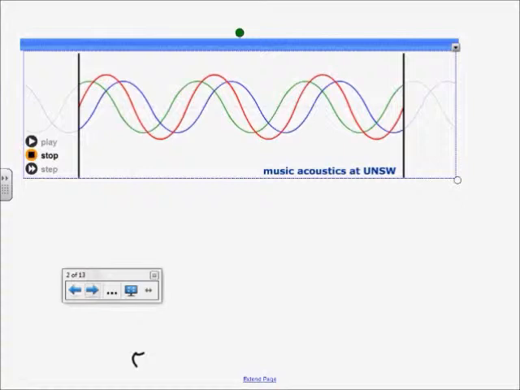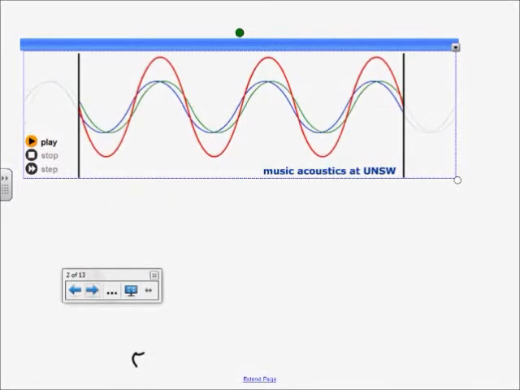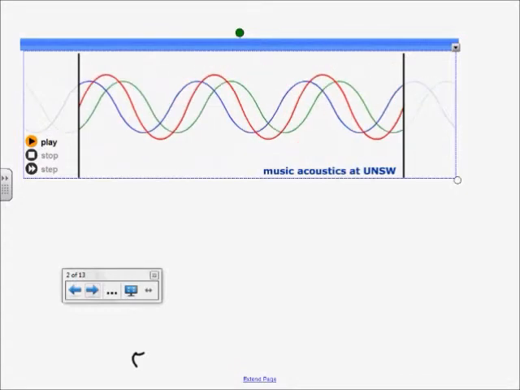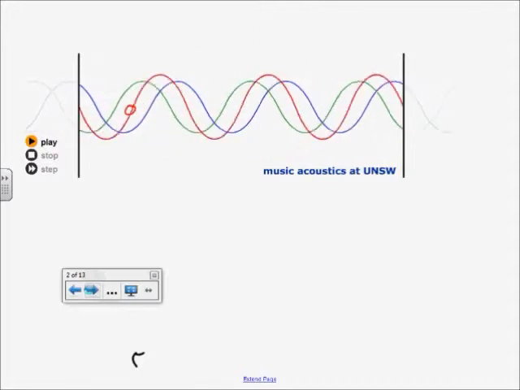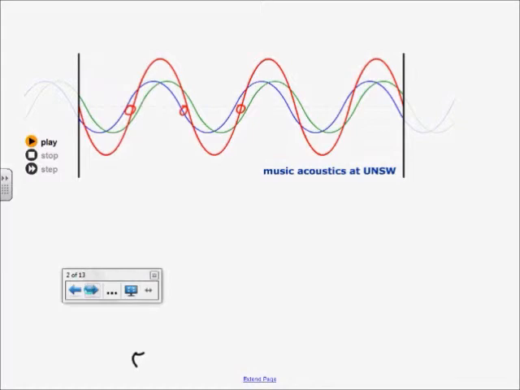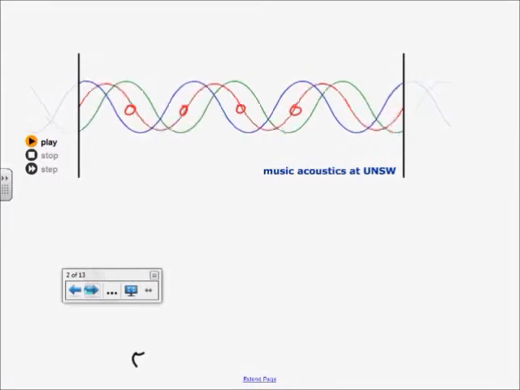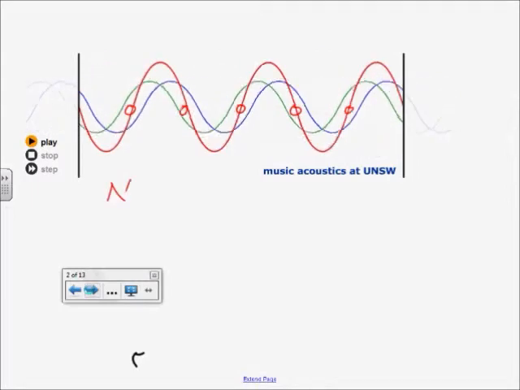So once again, what we've got here is the red one being our stationary wave. There are certain points, like that point there, and that point there, and that point there, and that point there, etc., that are never moving. Those are our nodes.